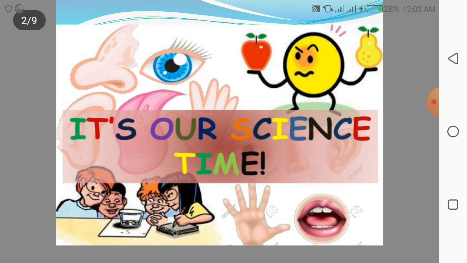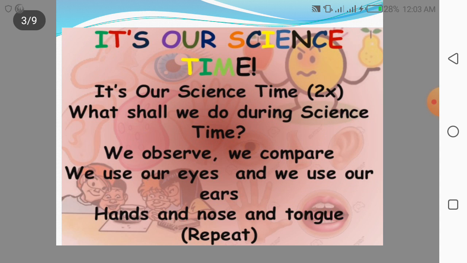Let's start our science time. In our science time, what do we do? We observe, we compare, and we use our eyes and use our ears, hands, nose and tongue. Why? Because of the 5 senses that we have. For example, we have eyes, nose, ears, hands and the tongue.